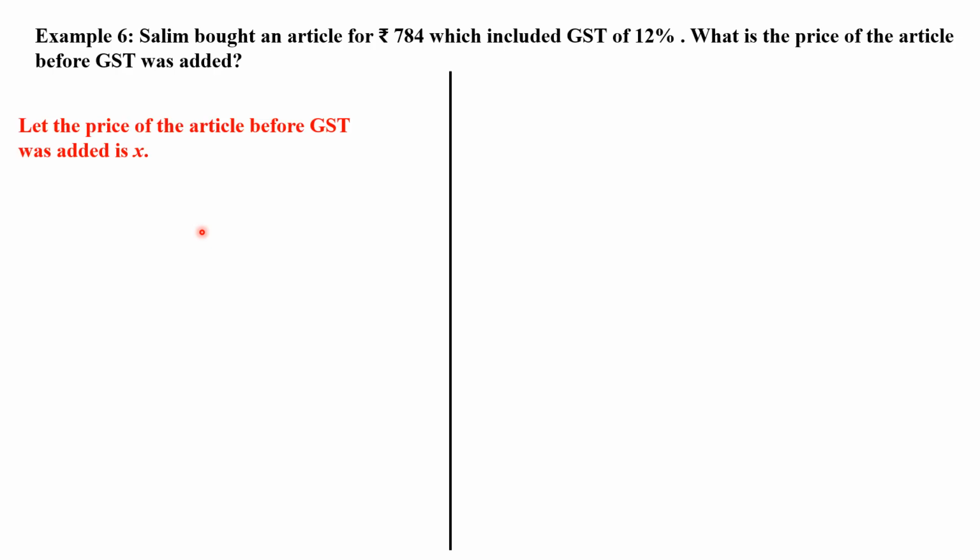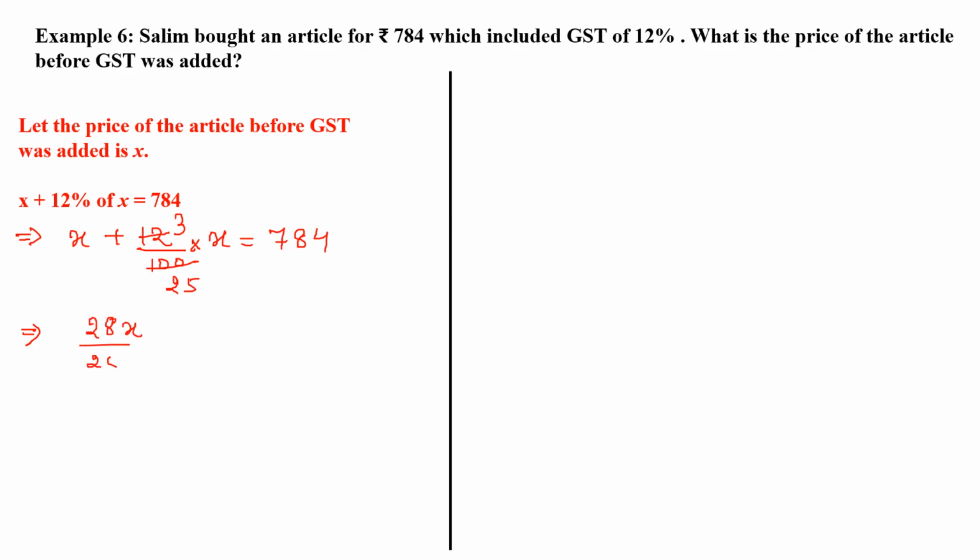So again, I'm assuming the price of the article before GST is X. So from here I can write X plus 12% of X will give me 784 rupees. And now when I'm going to solve it, it will be X plus 12% means 12 by 100 multiplied by X, and this will give me 784 rupees. Now I'm going to simplify. 4 3s are 12. 4 times 25 will give me 100. Now if you take the LCM, it will become 28x by 25 is equal to 784 rupees.